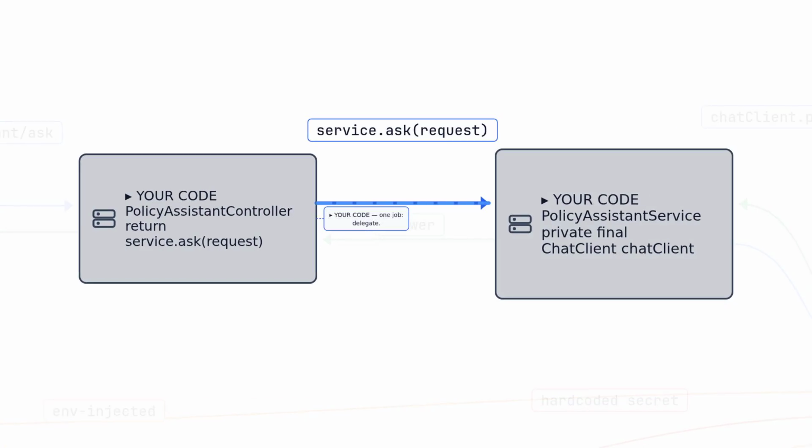This is production shape. Layer 1, the controller stays thin. One job, delegate to the service. No prompt building here, no advisor logic. Just return service.ask.